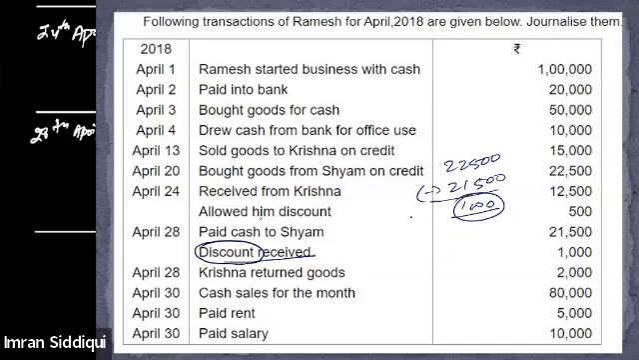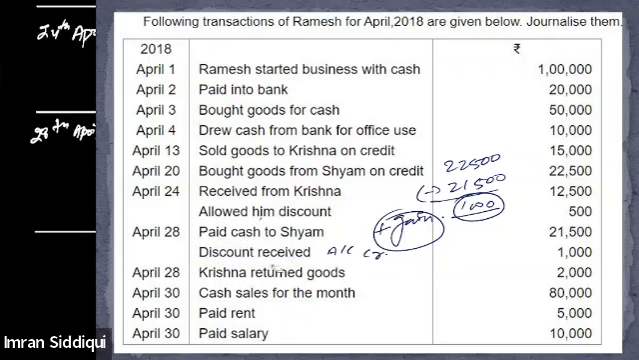Tell me. Yes, sir. 1,000 is a gain, yes. And if it is a gain, the rule of gain will be applicable. The rule of nominal account, if you're able to recall, says that whenever income or gain increases, you need to credit the gain account. That means we need to credit the discount received account. Discount received account will be credited.